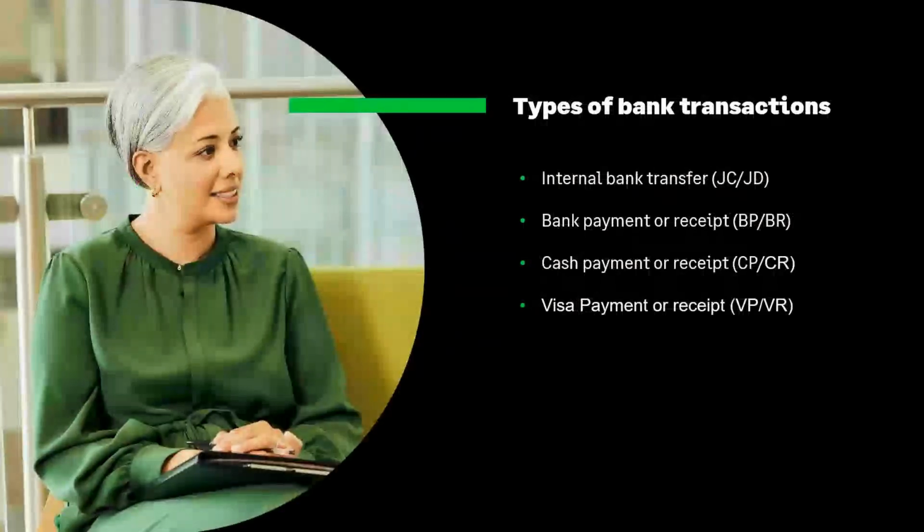Okay, so let's look at different types of bank transactions. The ones we're talking about are internal bank transfers, so your journal credits and your journal debits, bank payments or receipts, so your BPs and your BRs, cash payments or receipts, so CP/CR, and then you've got your Visa payments or receipts, that's your VP or your VR. So that's the sort of transactions that we're going to be looking at today.